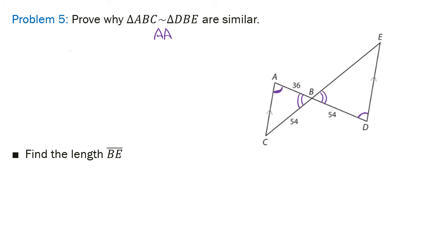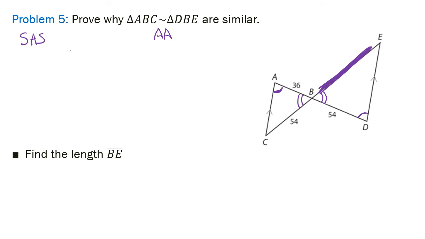Now you notice that they put some numbers on the sides, and they want you to possibly think about the idea of using SAS, but sadly we don't know what this side length is here, so we couldn't set up the proportions to prove side, angle, side. We just didn't have enough information for that one.